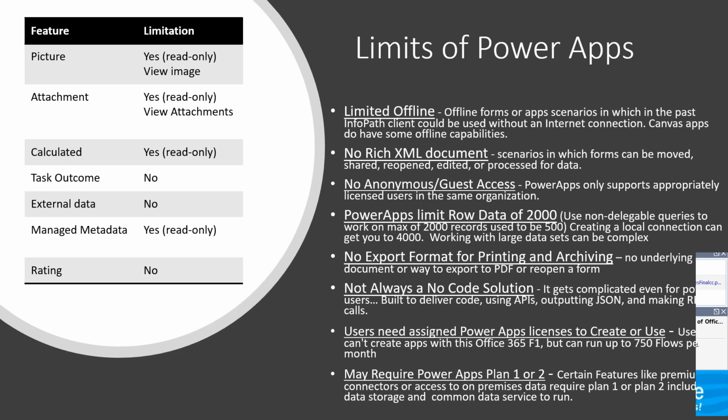And don't let me skip over this limit on row data. This used to be 500 when it first came out. They've upped it to 2,000. But basically, there's a limit on the non-delegatable queries. There are some workarounds. In fact, there's a bunch of different blogs and articles people have written on trying to get around this 2,000. So PowerApps is the new 2,000 item limit.